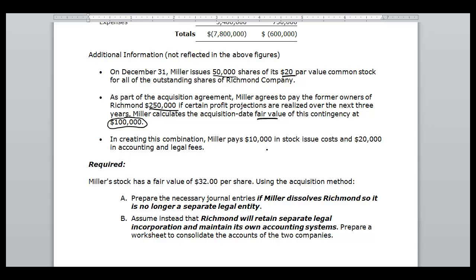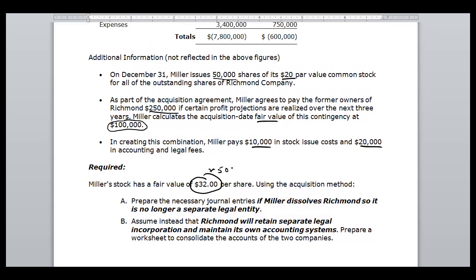And also in doing this combination, they pay $10,000 of stock issue costs and $20,000 to the lawyers and the accountants, which again, also happens every time you do a transaction like this. Now, how much do they really pay? How much is Miller giving up? Well, that's where this market value of $32,000 comes in. So if I take that times the 50,000 shares, then I'll get an issuance of 1.6 million.